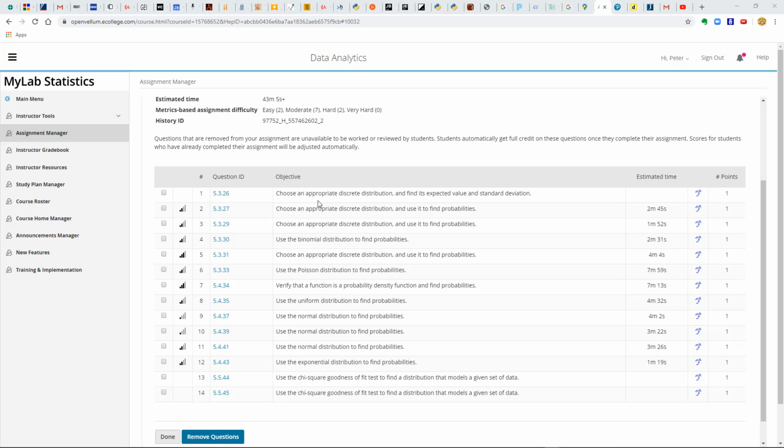The first questions we have here have to do with Bernoulli and binomial. We're going to get into the Poisson. I will do a Poisson here, 5.33.